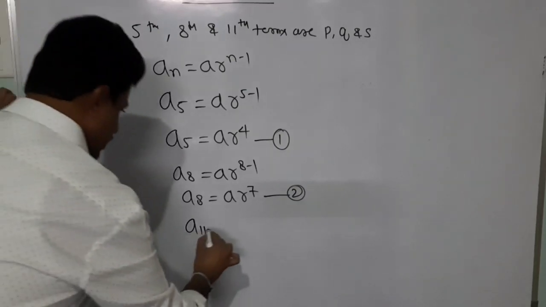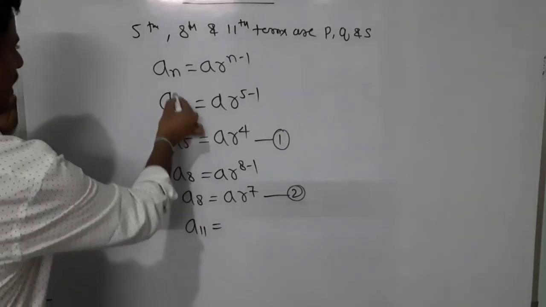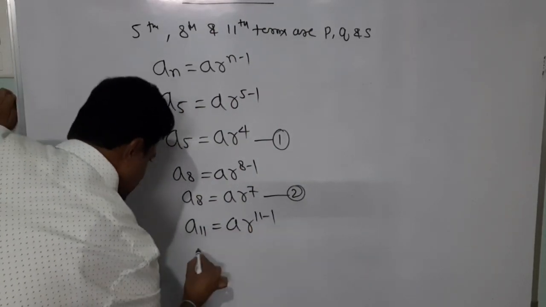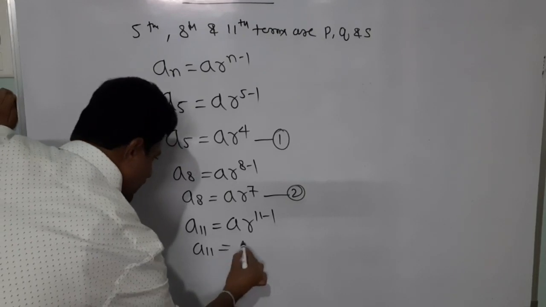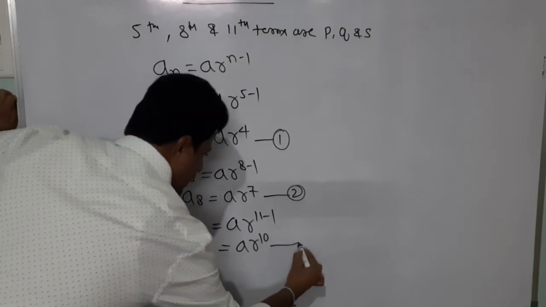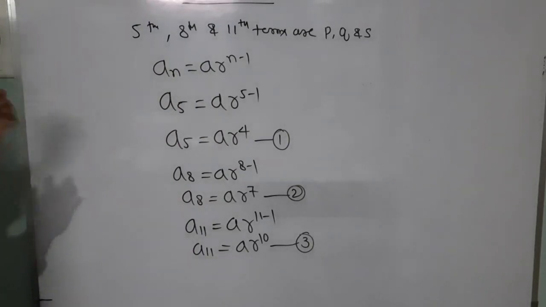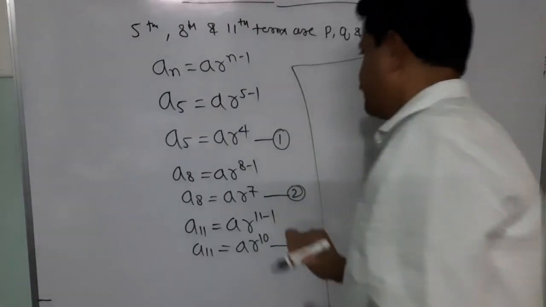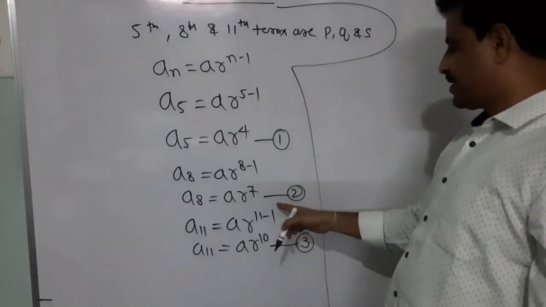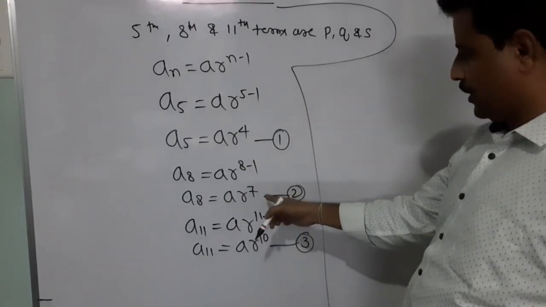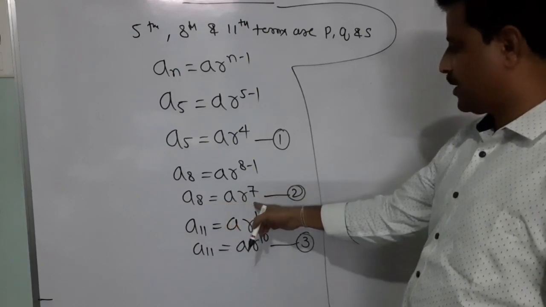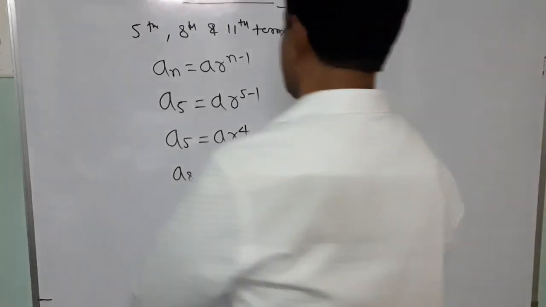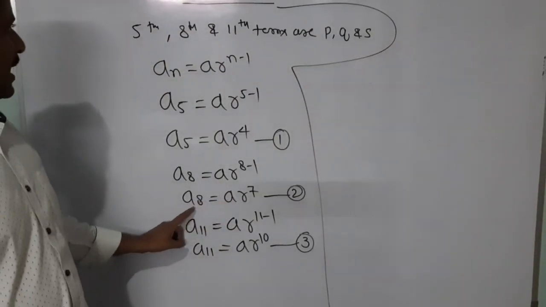Next, a11 is equal to a into r to the power of 11 minus 1, so a11 is equal to ar to the power of 10. Take this as equation 3. Now take equation 2, a8 is equal to ar to the power of 7, and square on both sides.